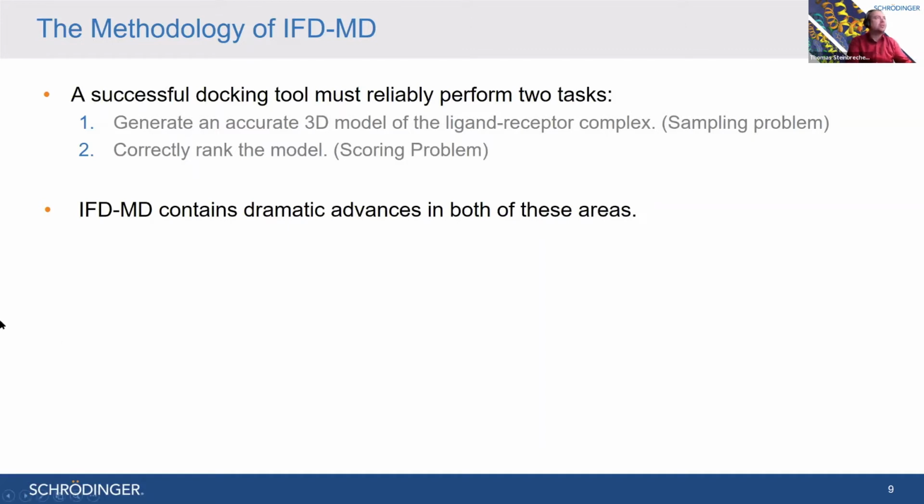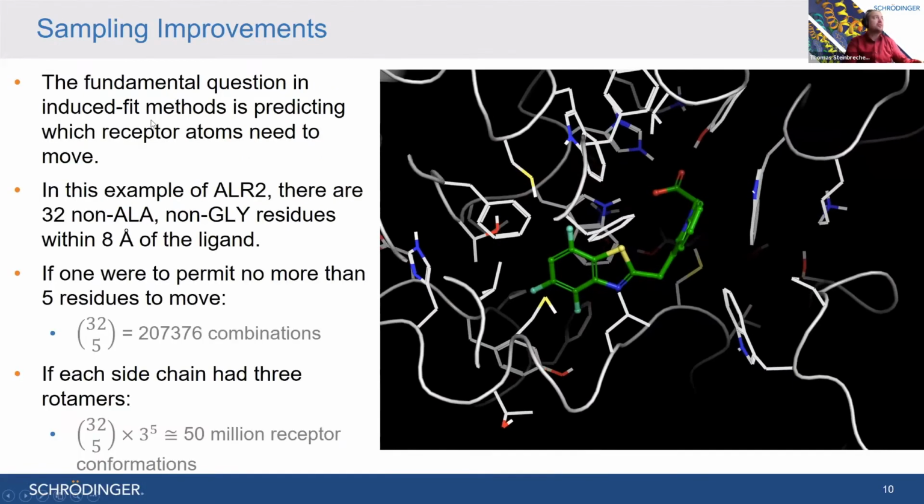And then the second one is, out of this ensemble of generated structures, I need to pick the right one, which is a scoring problem. I need to rank those bound poses according to the likelihood of being the actual correct one. And there's quite a bit of additional effort in both of these areas in that workflow. I will start with the question of sampling improvements.